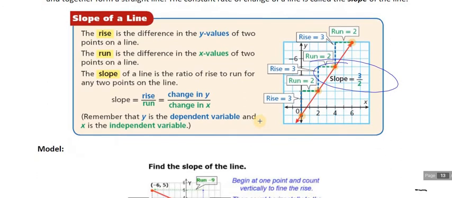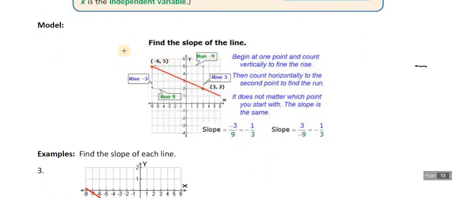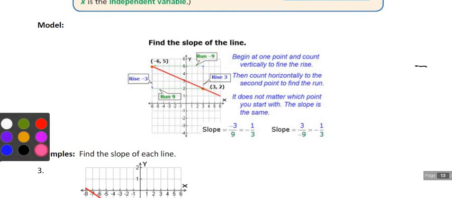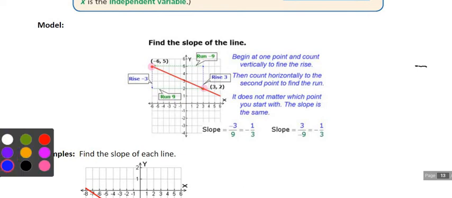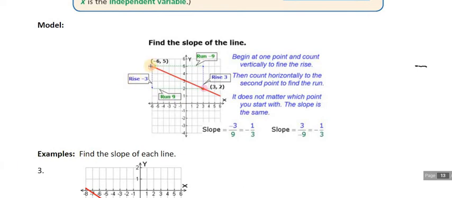Okay, so on this model, notice there are 2 perfect points that are in fact marked. I always go left to right because to me that makes the most sense. If I go from my left point to my right point, in order to get even with it by going up and down first, I need to go down 1, 2, 3 blocks. And because we went down 3 blocks, the rise is -3.